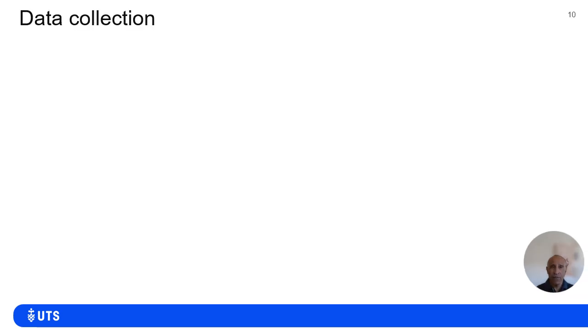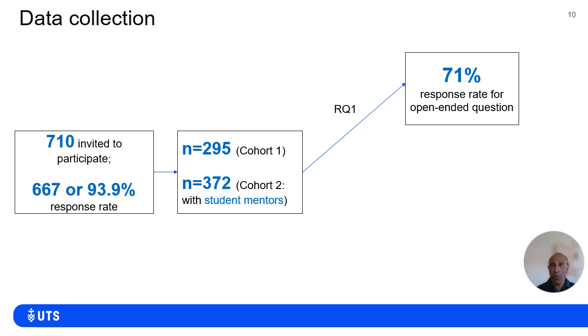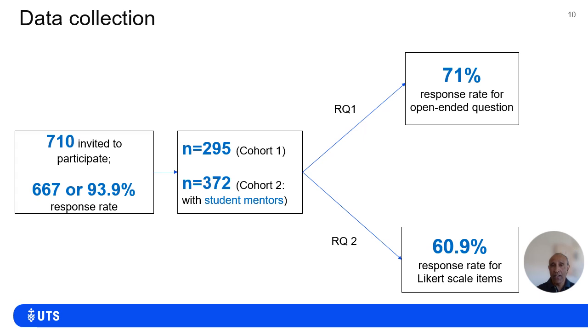A total of 710 students were invited to participate, with a response rate of 93.9%, made up of two different cohorts, as we said earlier: 295 from cohort 1 and 372 from cohort 2, the one that had student mentors. Furthermore, research question 1 had a response rate of 71% for the open-ended question. Research question 2 had a response rate of 60.9% for the Likert scale questions.